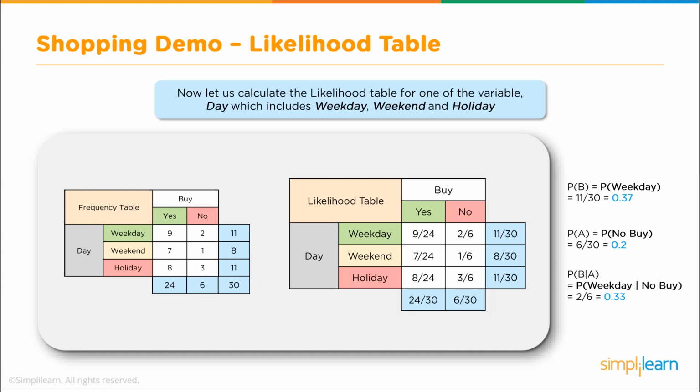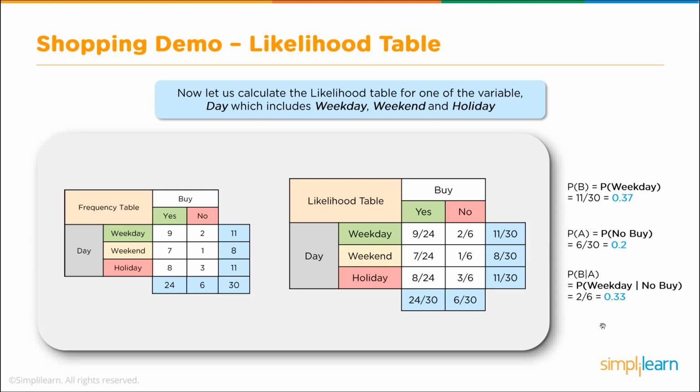Now let us calculate the likelihood table for one of the variables. Let's start with day, which includes weekday, weekend, and holiday. Let us start by summing all of our rows. So we have the weekday row, and out of the weekdays there's 9 plus 2, so it's 11 weekdays. There's 8 weekend days and 11 holidays. Wow, that's a lot of holidays. And then we want to sum up the total number of days. So we're looking at a total of 30 days.